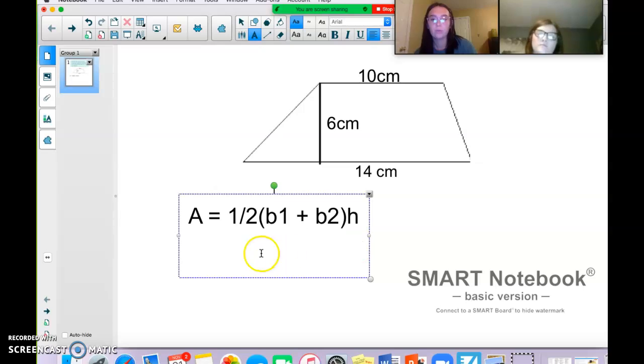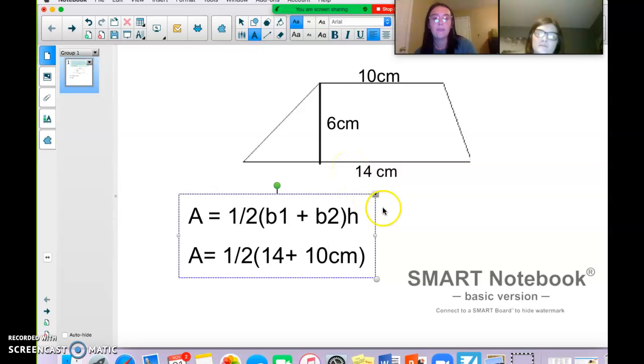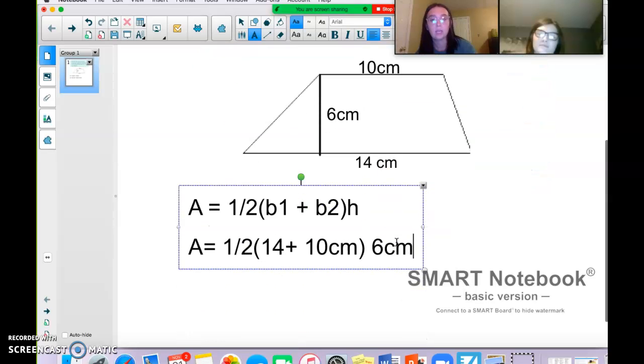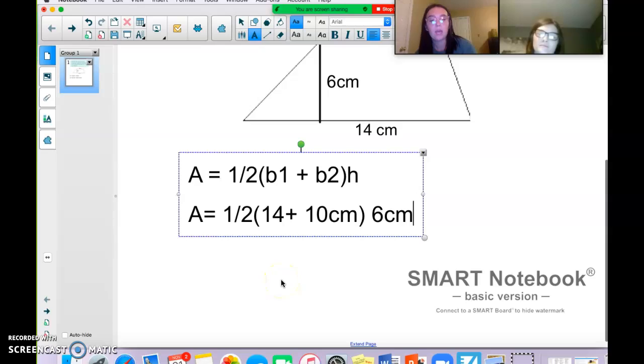So now we're going to go down one. Our area equals 1/2, and the 1/2 stays the same because that's already a given. Our first base is 14 centimeters, so we plug that in right there. We add that to our second base, which is 10 centimeters. And then our height, which it gives us right here, is 6 centimeters. Remember, if you look at the word problem, it tells you that the height is 6 centimeters and the bases are 14 and 10. So then you just plug all that in.